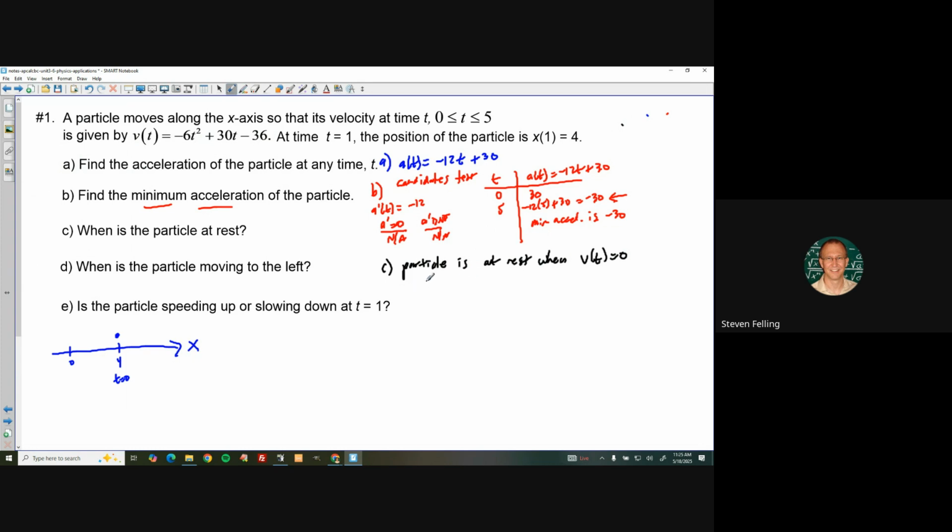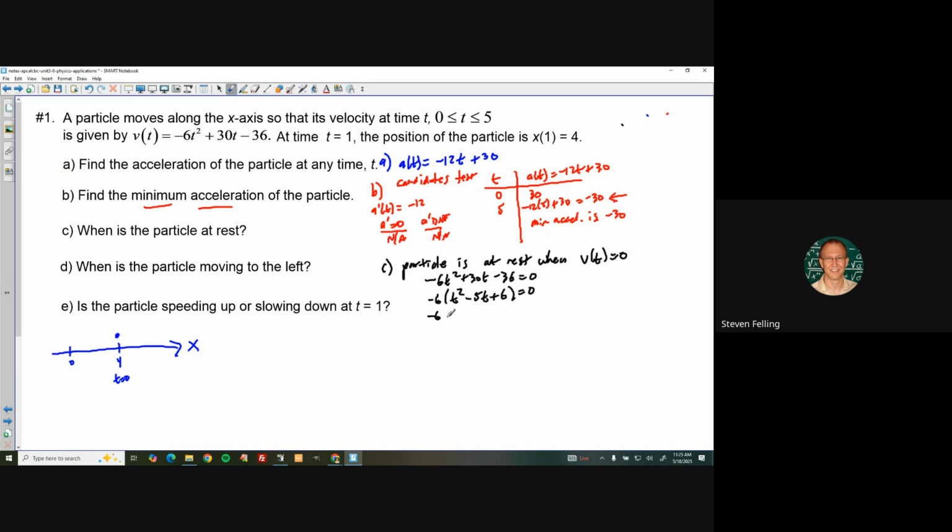That would be negative 6t squared plus 30t minus 36 has to equal 0. We could factor out a negative 6. That would be t squared minus 5t, let's see, minus would be plus 6. Right, let's just double check that. Negative 6 squared plus 30 minus 36.